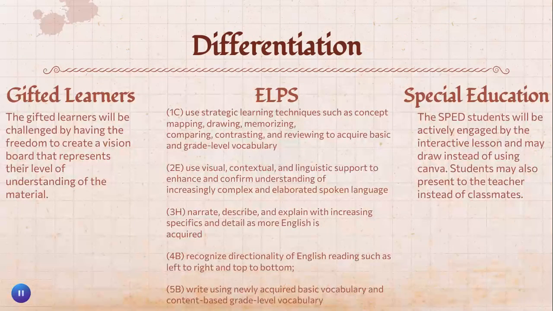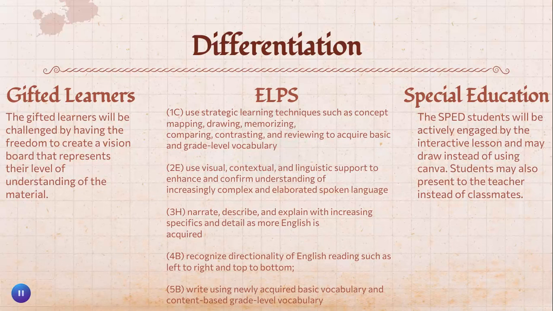Differentiation. So the gifted learners will be challenged by having the freedom to create a vision board that represents their level of understanding of the material. So this means they can go as in depth as they would like, or dial it back to what mostly the other students are doing. But it does give them the opportunity to make their vision boards a little bit more in depth if they choose.